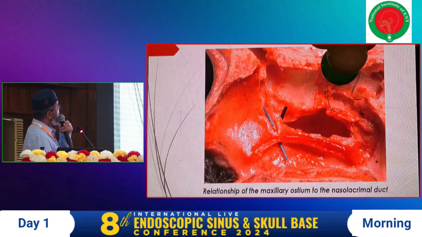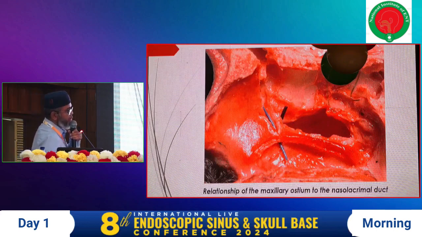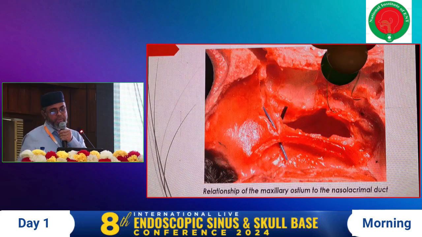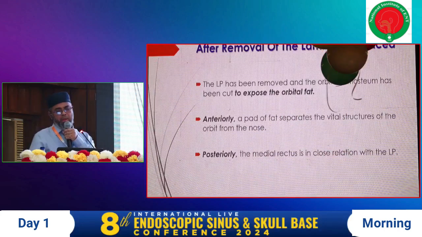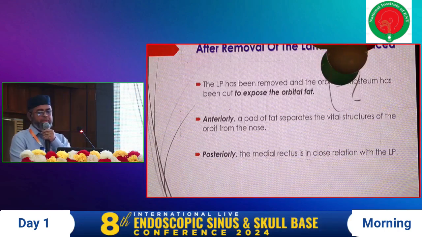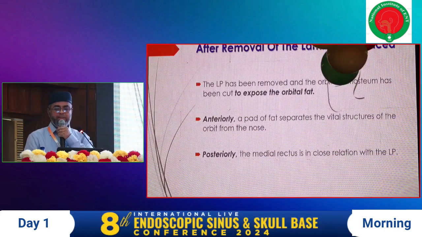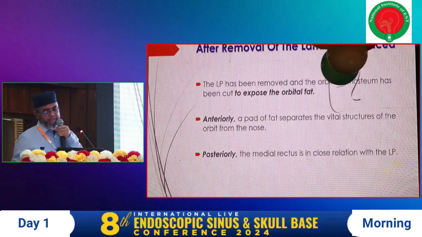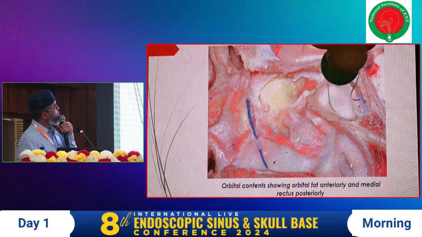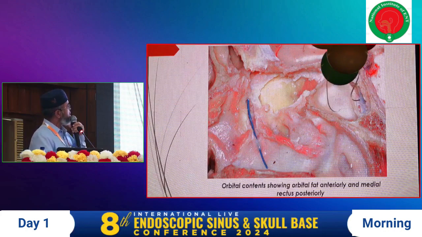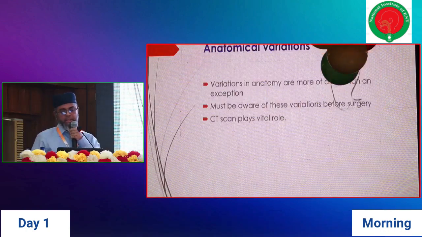After dissecting the bone, the medial bone is formed by the lacrimal bone, which is thin, and the lateral one is thick, which is formed by the frontal process of the maxilla. After removal of the lamina papyracea, we can see the orbital fat. Here the orbital fat, and this is the nasolacrimal duct.